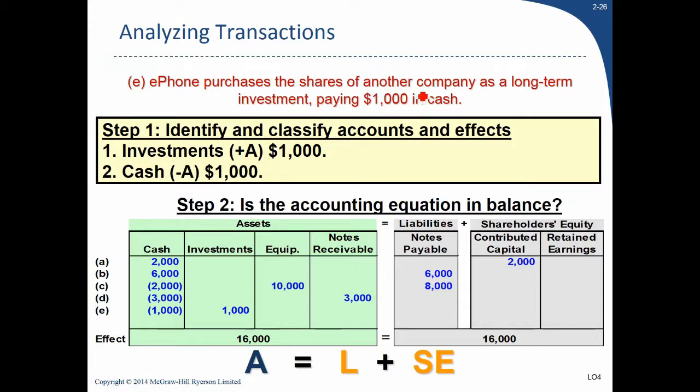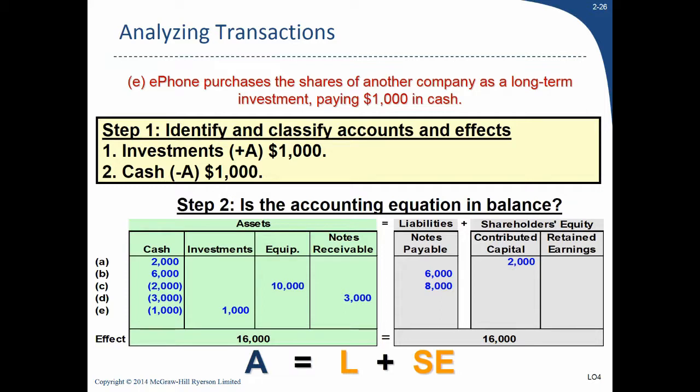We can also purchase the shares of another company. We are allowed to go to a stock market and purchase shares of Apple. We might think Apple's a good investment, right? So we'll invest $1,000 in Apple shares. So what happens? Well, our cash declines by $1,000, but our investments increase by $1,000.